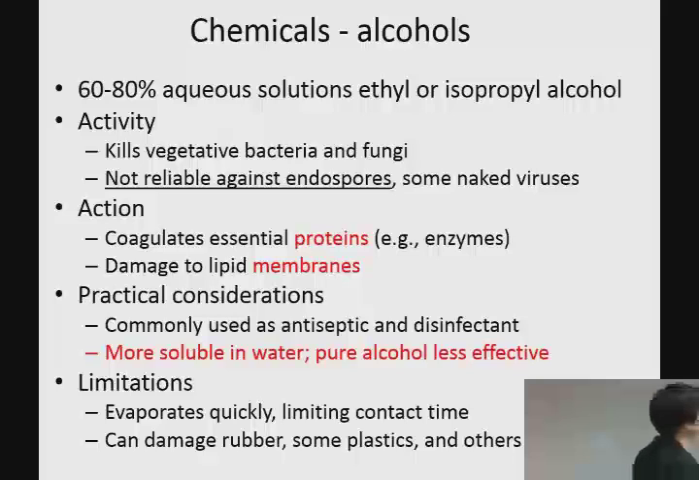All right, alcohol is another commonly used agent. Typically, you'll find it in an aqueous solution, meaning what? What does this indicate? It's been diluted in water a little bit. So it's between 60 and 80% alcohol with between 40 and 20% water. What does it do? It's very good at killing bacteria and fungi, but not good at killing endospores. It does get some naked viruses. And what does it do? It coagulates, that is, denatures proteins, and it damages membranes. It's commonly used as an antiseptic, right? Because when you go get your shot, that's what they use to degerm the area.